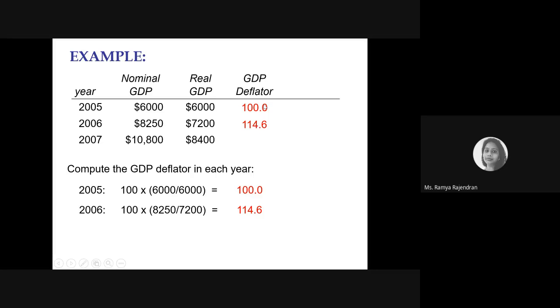I hope you are able to get that. It's about which year we assume as the base price. That changes everything. In 2007 the GDP deflator is 128.6. So there is an increase of 14%, and later there is an increase of 12%.